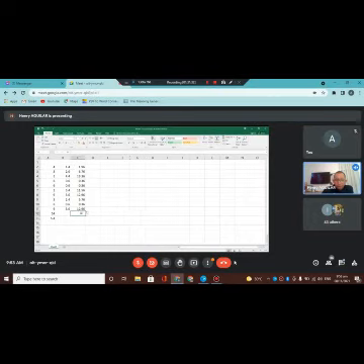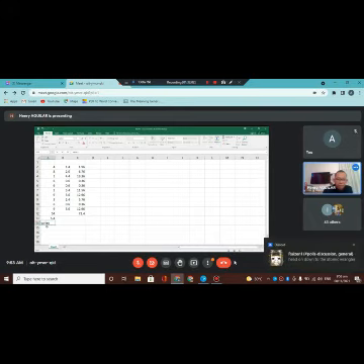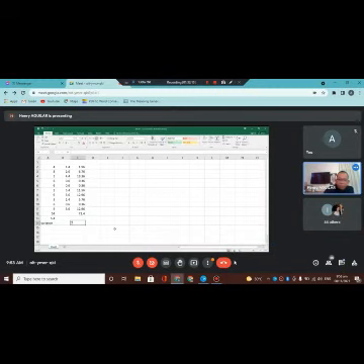So we could now use autosum, and then enter. So that is 72. Then after that, how many scores do we have? 10. So therefore, divided by 10. So our variance will be 7.2, or 7.24.